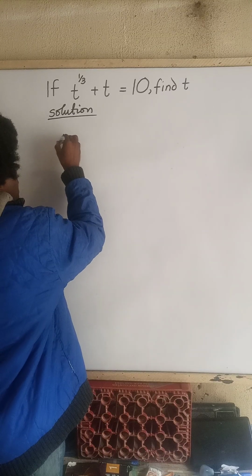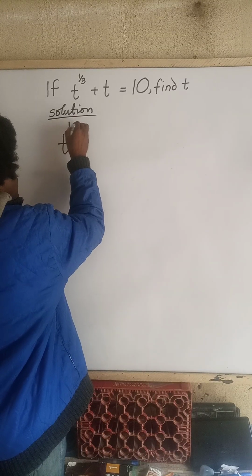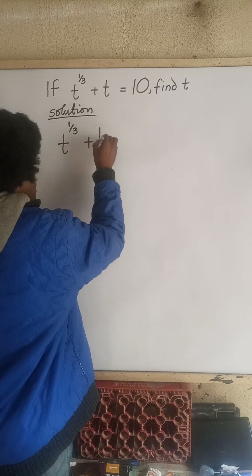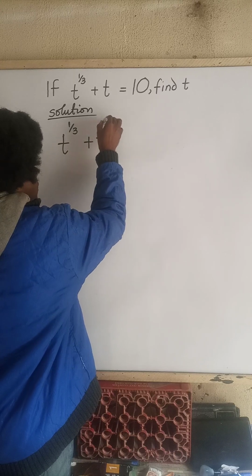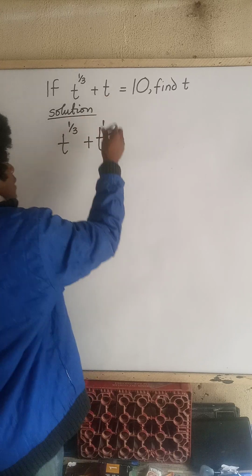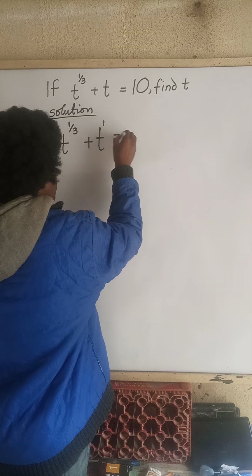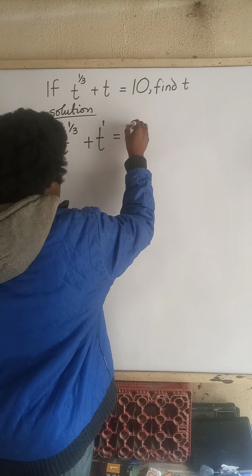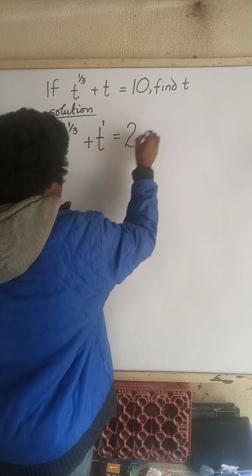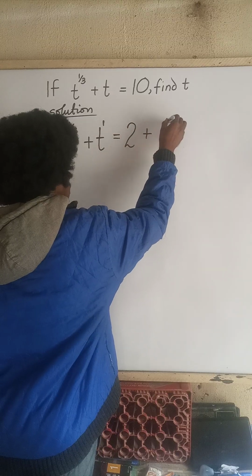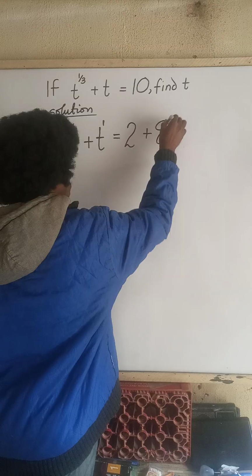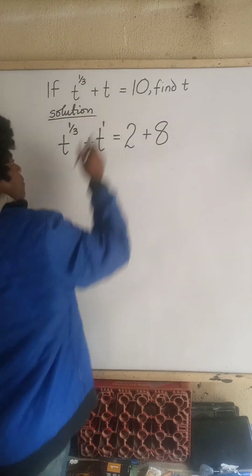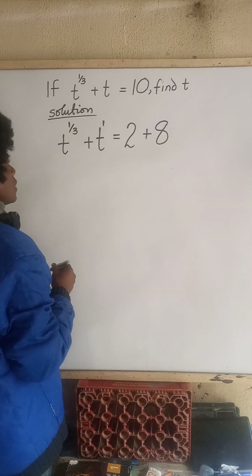t power 1 over 3 plus t power 1. This t power 1 and this t are the same, is equal to, I can write this 10 in this form, 2 plus 8. Okay, and 2 plus 8 is what? Is still what? 10.